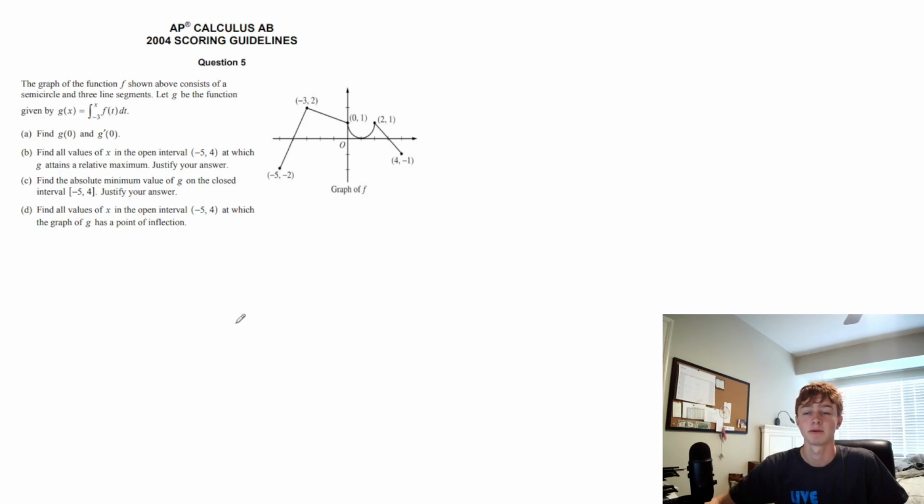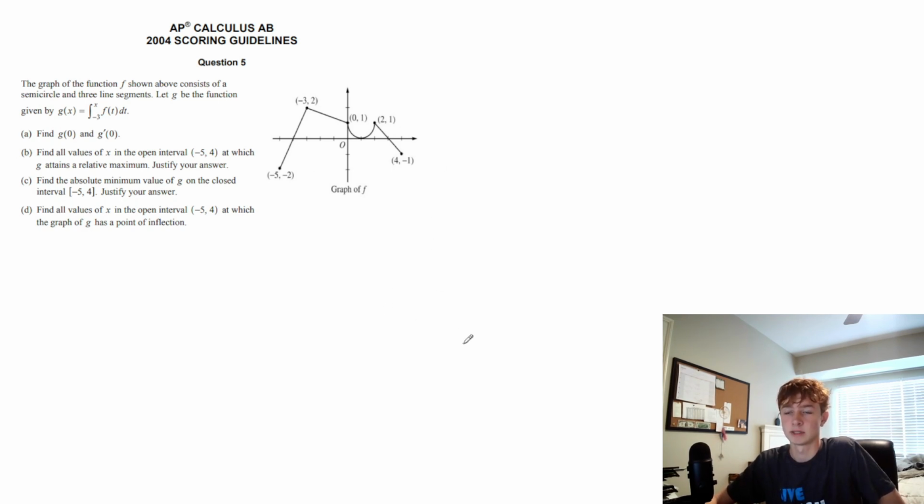Hello, welcome. Today we're going to look at the 2004 FRQ 5 from the AP Calculus AB exam. So we're provided the graph of a function f, and it says the graph consists of a semicircle and 3 line segments. So that's important to understand that this is a semicircle and not some arbitrary curve, because we can apply the formulas for area of a circle when we're finding the area under the curve of that segment.